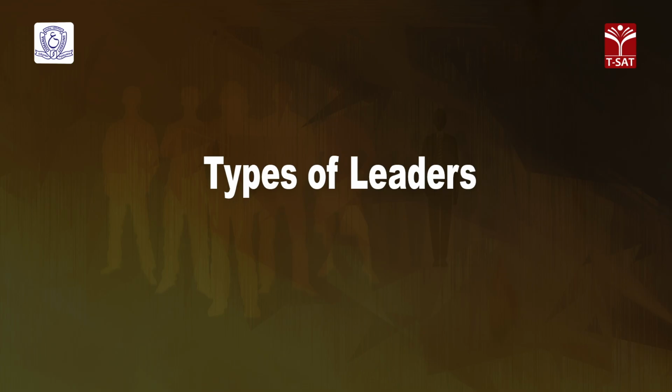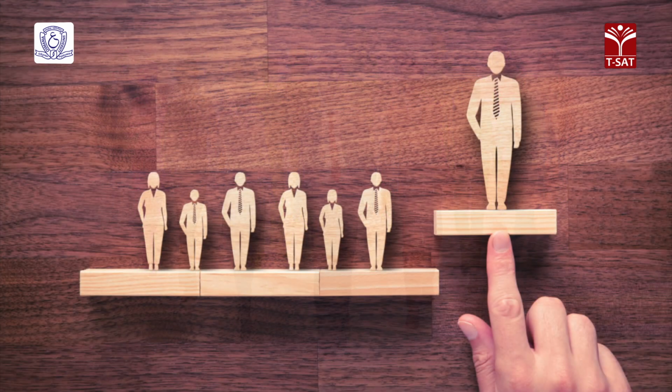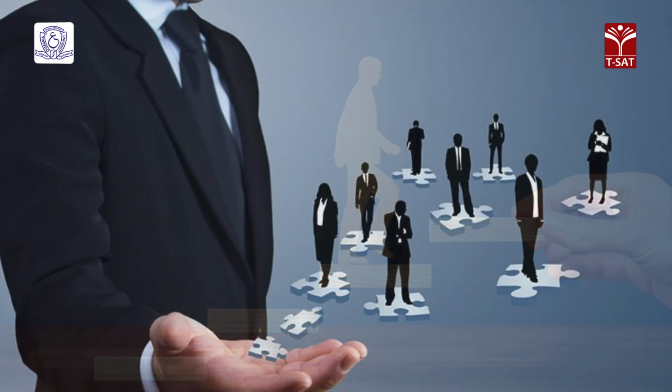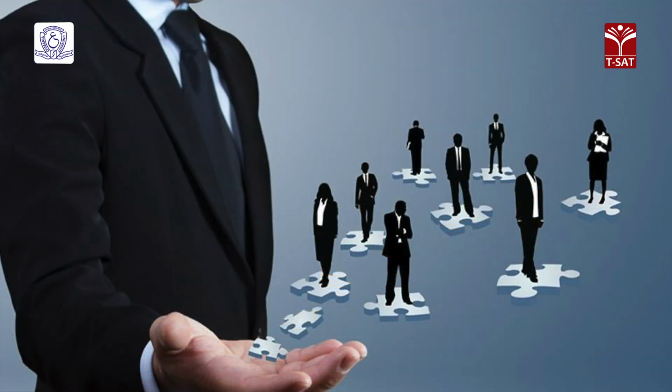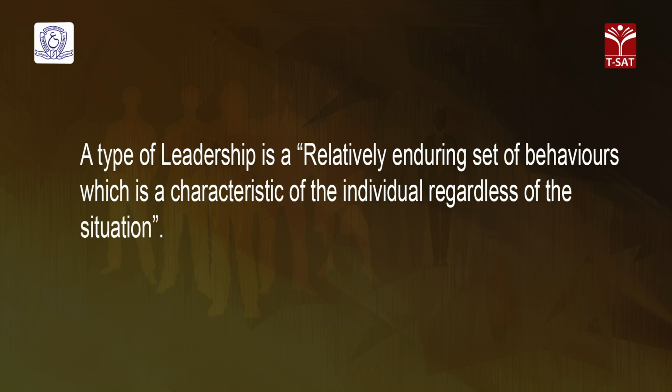Now we come to the types of leaders. Every group of people that performs near its total capacity has some person leading it. What the leader does determines how well he leads. Leadership style or type is the typical approach a particular person uses to lead people. A type of leadership is a relatively enduring set of behaviors which is characteristic of the individual regardless of the situation. Some of the more significant leadership styles are discussed as follows.